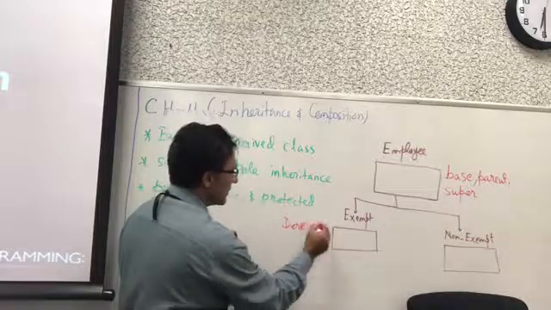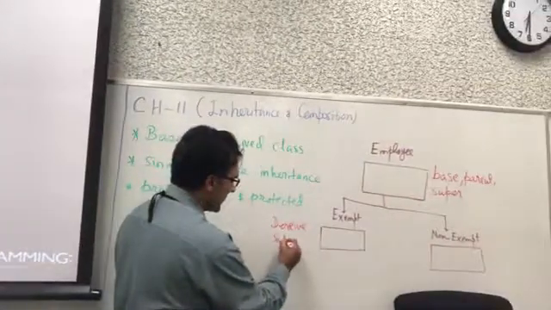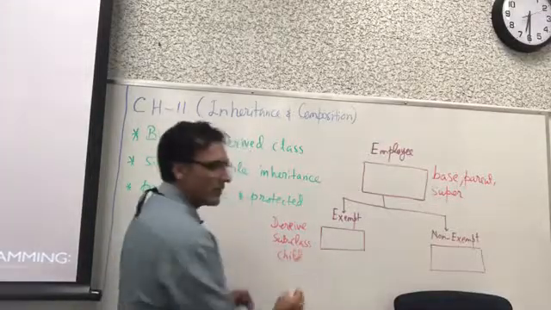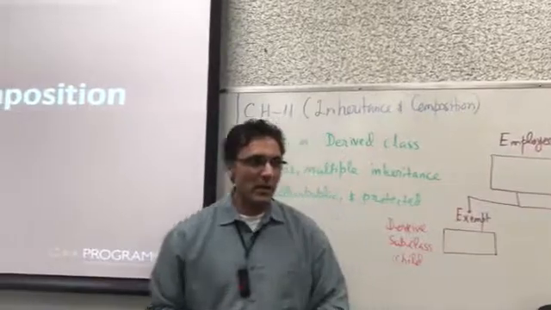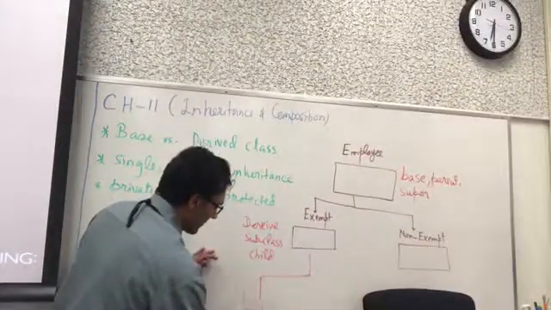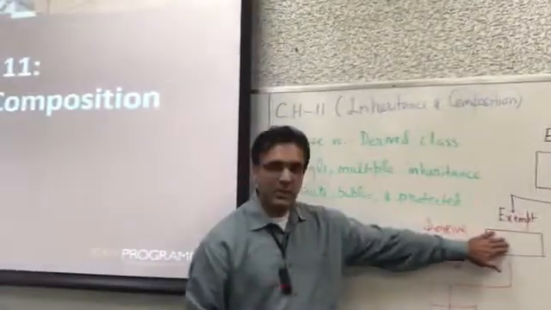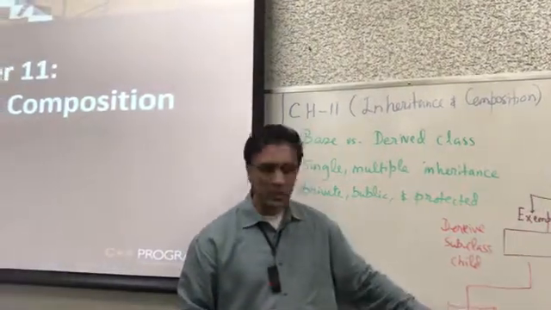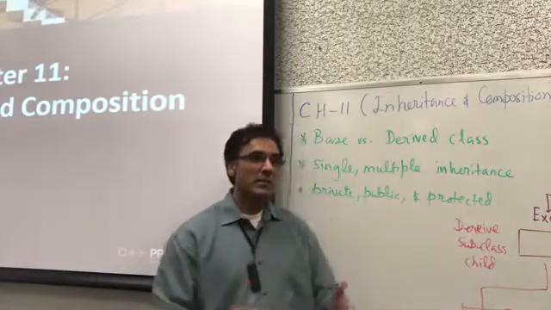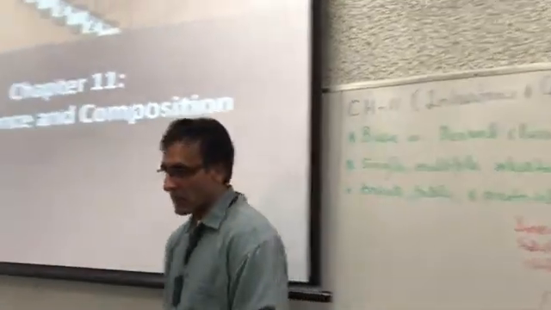Derived class. What's the other name? Subclass, child class, and you might find a few other names as well. If I have another class underneath here, then this class in this case will become a parent class to this inherited class. So you can see the hierarchy, and this whole subject matter is called inheritance in object-oriented programming.